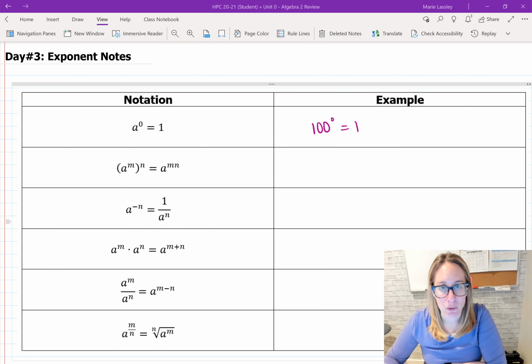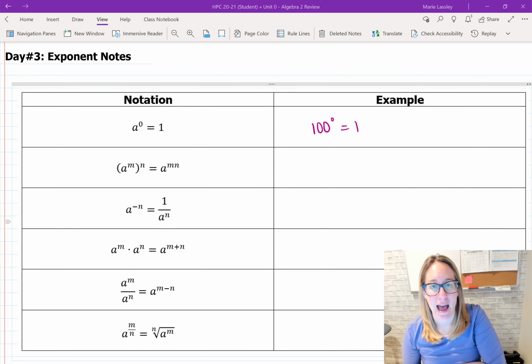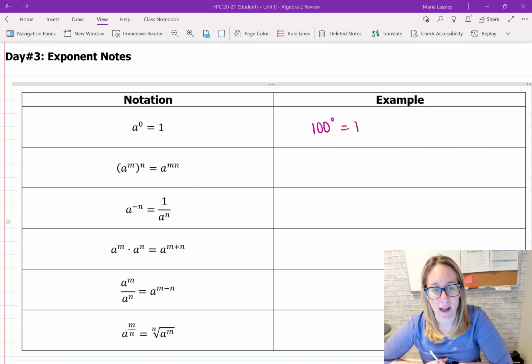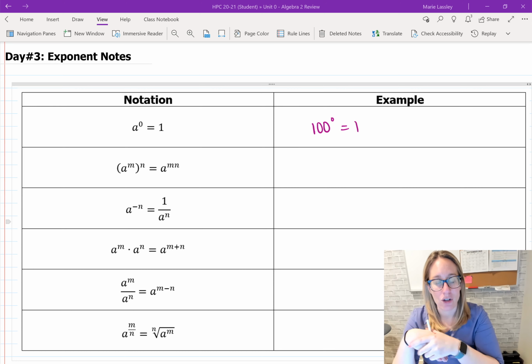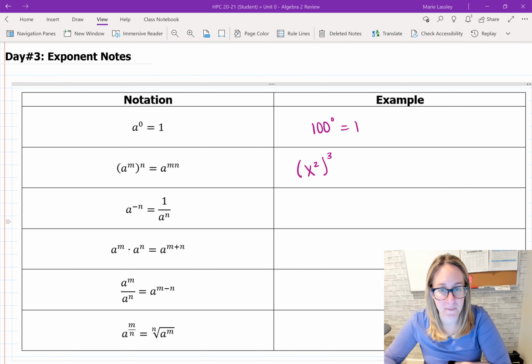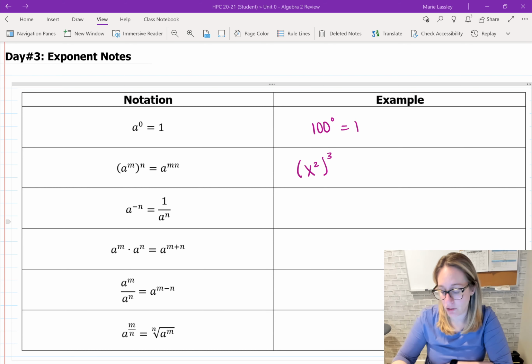Okay, the next rule, which we kind of touched on a little bit in our radicals video, is when you raise an exponent to another exponent. So in here we have, if you look at the notation, a to the power of m raised to the power of n. Anytime you do this, what you're going to end up doing is multiplying your exponents to each other. So if I were to have x squared to the power of 3, I'm going to multiply those two exponents. So that's going to give me x to the power of 2 times 3, which is x to the power of 6.